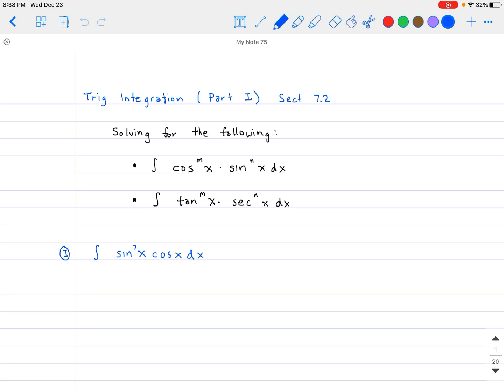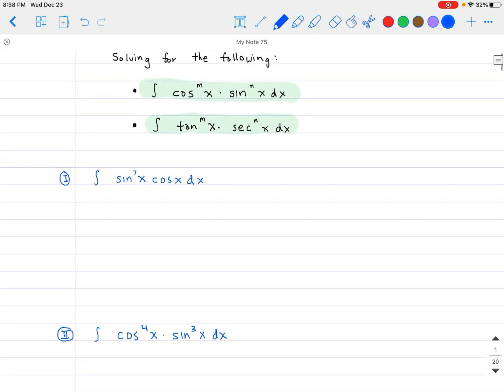So as you can see beneath over here, we're going to be solving these specific types of integration problems where we have cosine of m to the x times sine of m to the x, and then also tangent of m to the x, and secant of n to the x. So we'll just dive straight into it so you can see what I'm talking about. Here's the first example.